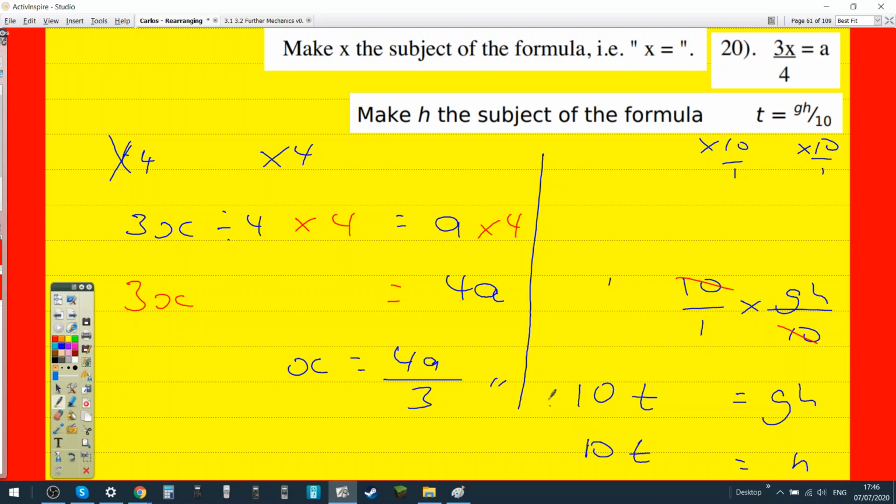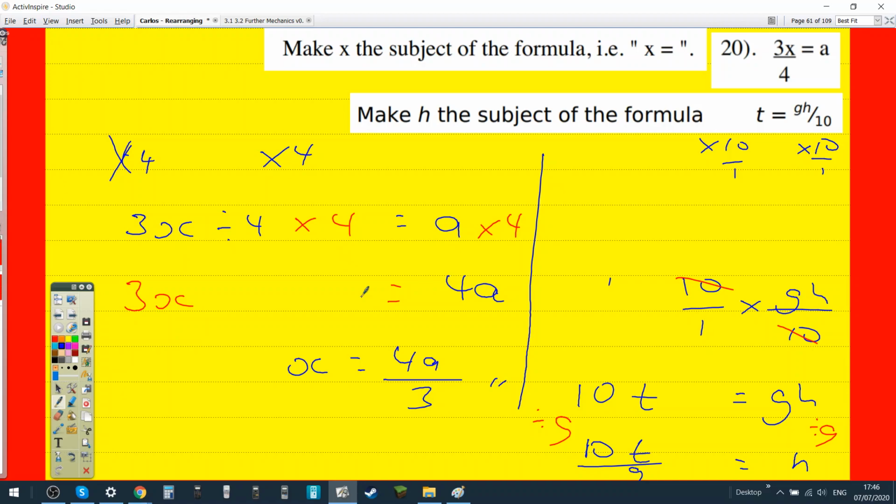And what did you divide both sides by? Pardon? You said you divide both sides by G? So it was 10t, then you divided both sides by g. So what is it now? 10t divided by g. Yep. 10t over g or 10t divided by g, same thing.